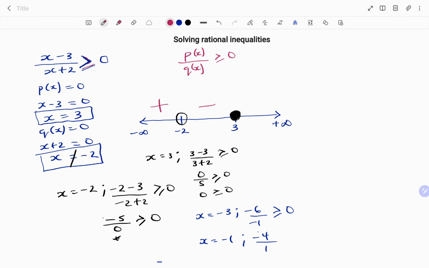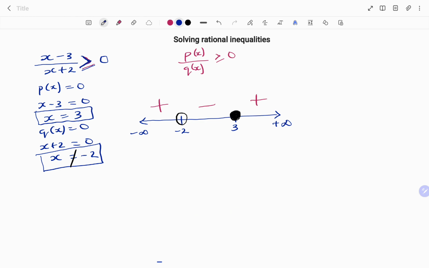And then let's test the last region, x greater than 3. We can pick any value. Let's say x equals to 4. If our x equals to 4, and we slot that back into our inequality, we have at the top 4 minus 3, that's 1, over 4 plus 2, 6. 1 divided by 6 will give us a positive value. So therefore, in this region, we are going to have a positive answer. And based on our inequality sign, we need regions that are positive.